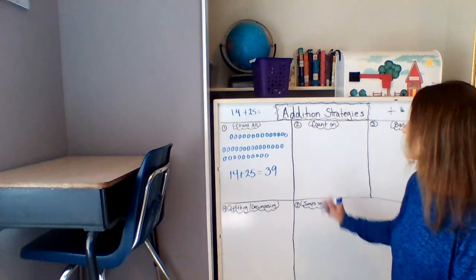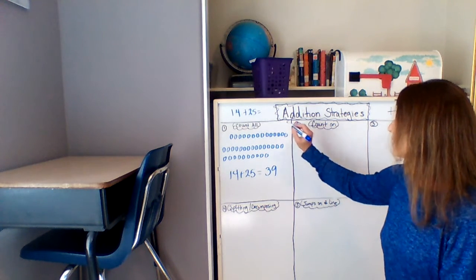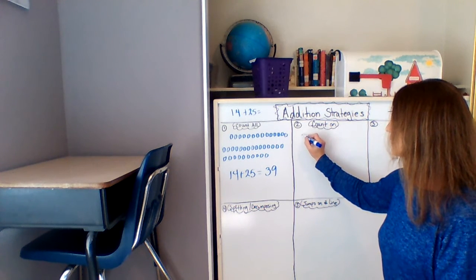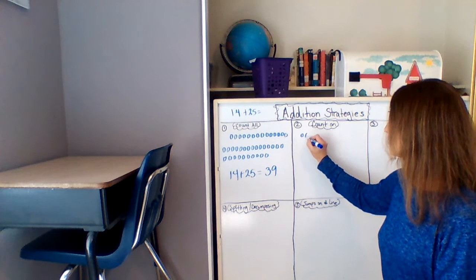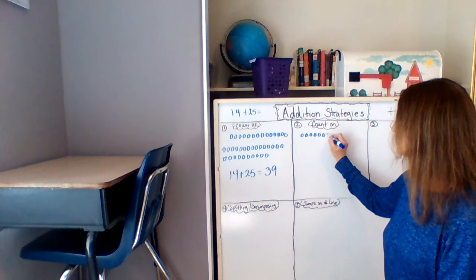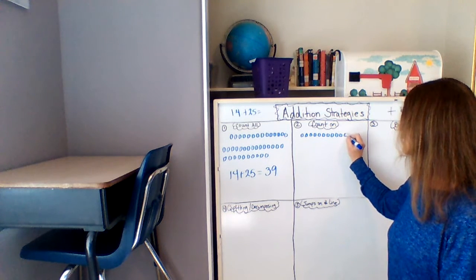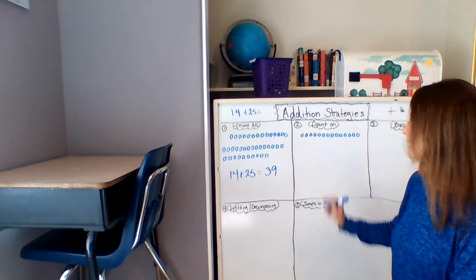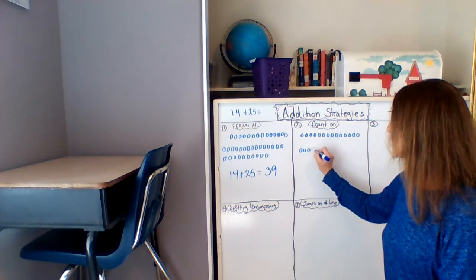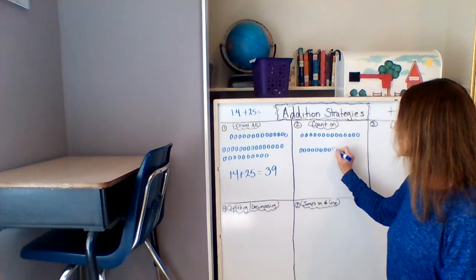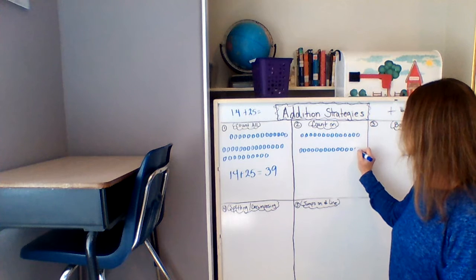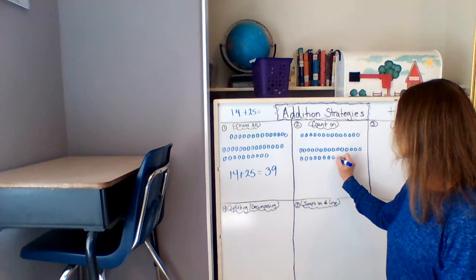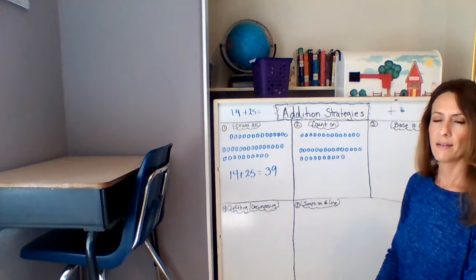Okay, so if I have 14 plus 25, let's just say I have 14 objects. 1, 2, 3, 4, 5, 6, 7, 8, 9, 10, 11, 12, 13, 14. And again, I have 25 objects. 1, 2, 3, and so on up to 25.